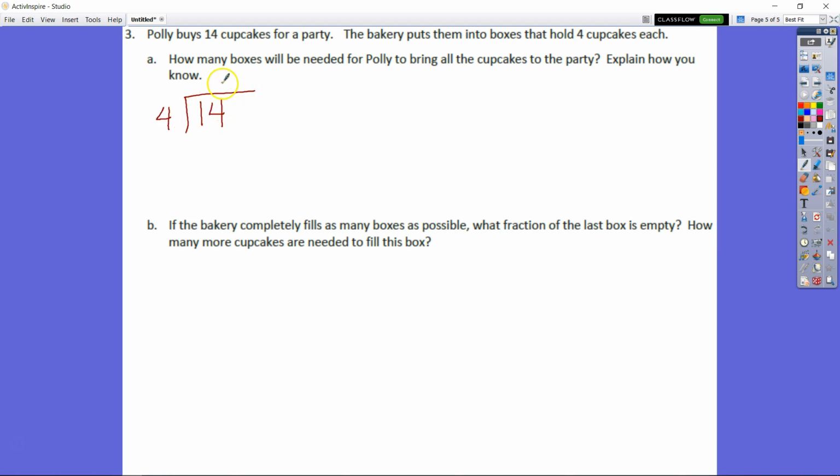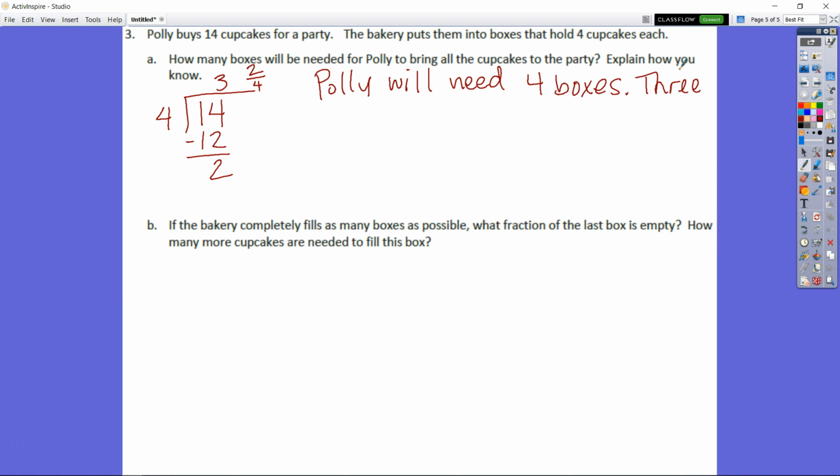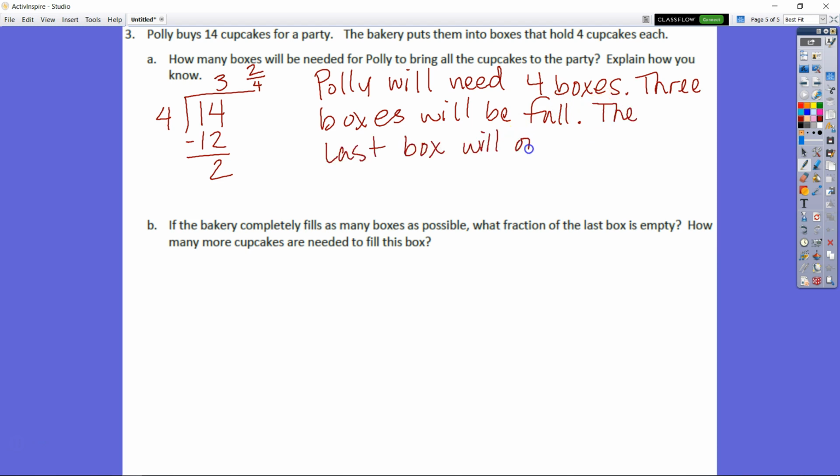That's going to be 4 goes into 14 3 times. 3 times 4 is 12. Do the subtraction, we get 2. And we have a remainder 2. We know that if we only had 3 boxes, we would have 2 that were unboxed. So we would say that Polly will need 4 boxes, 3 of which will be full. So that will be 3 times 4 is 12. And then the last box only has 2 cupcakes in it.